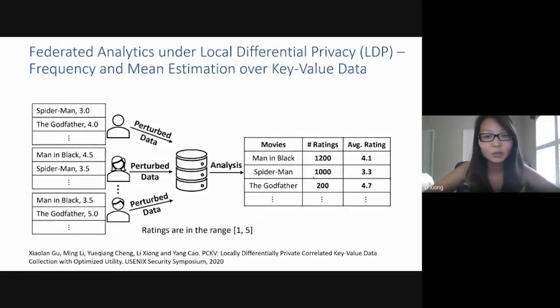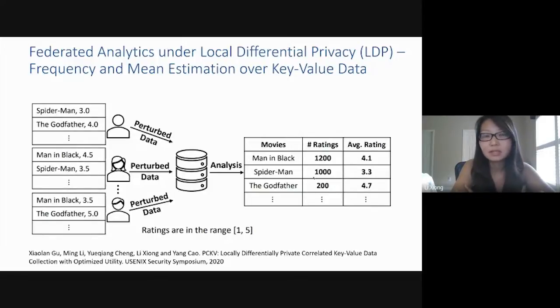To switch gear a little bit, as I mentioned, I added a couple of slides on our recent work on federated analytics under local differential privacy. So one particular application we looked at, I mentioned yesterday, is the frequency and mean estimation over key value data. One example is each user can have a set of movies they watched and the corresponding ratings. So the goal of the aggregator is to estimate the frequency of the movies and the mean of the value or mean of the ratings.